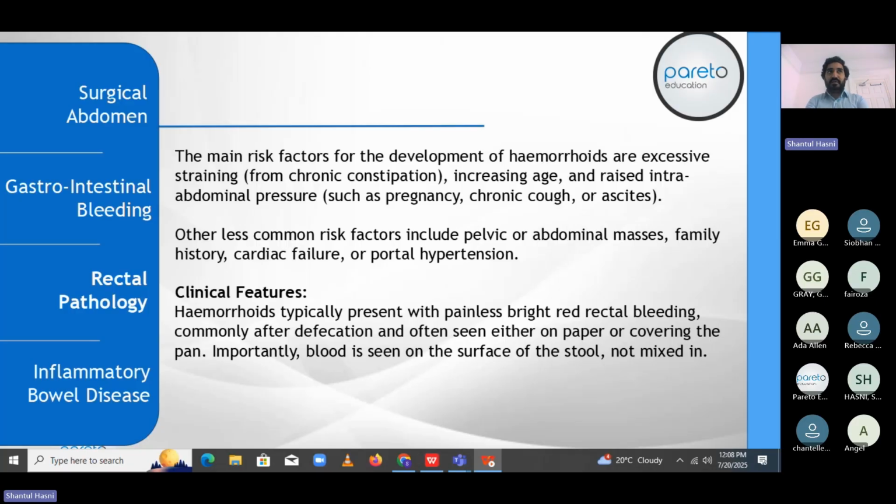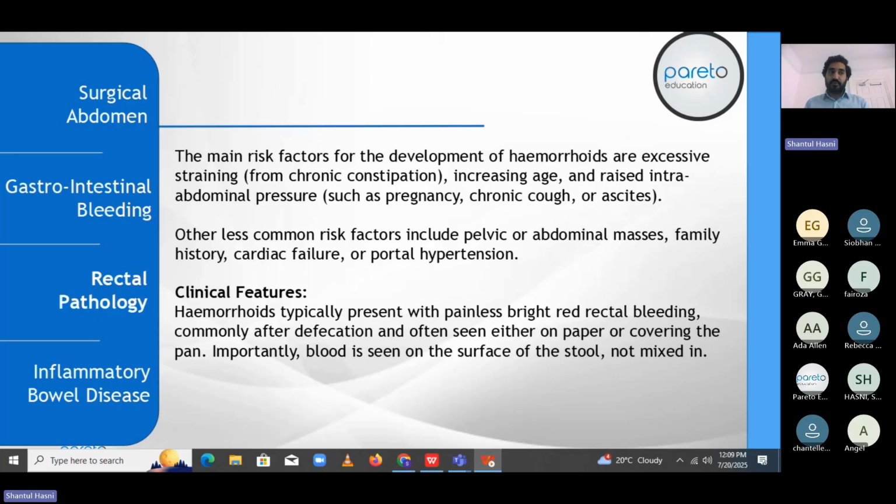Now, why are they painless? Why don't the hemorrhoids usually cause pain? Again, back to the basics, anal vascular cushions. Just like I said, they only have vessels in them, and they don't have any nerves in them. So they only cause painless, bright red bleeding. So the pain is the differentiating feature between hemorrhoids and many other pathologies as well.